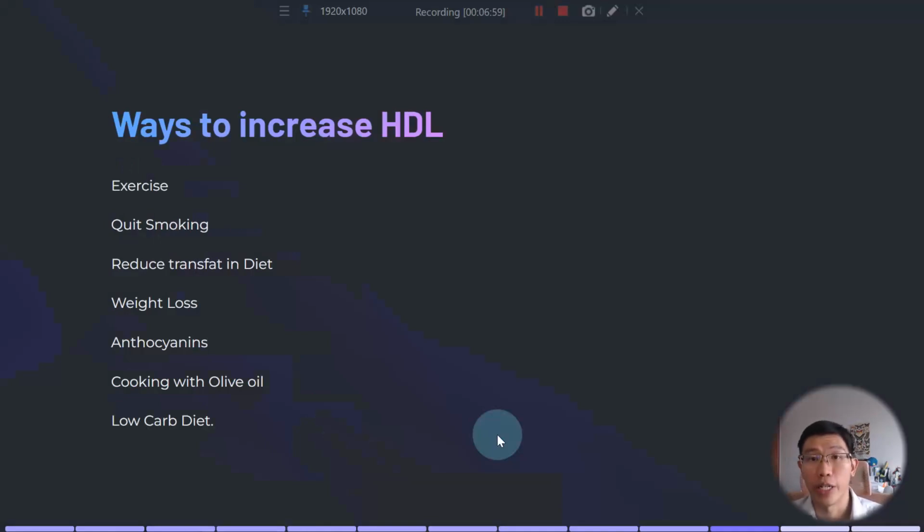We know that HDL is a good cholesterol. It brings out the cholesterol from the bloodstream to be eliminated. What can we do to increase HDL? There are a few ways to do that. One, increase our amount of exercise. Two, quit smoking. Three, reduce trans fat in our diet. Four, weight loss. Five, anthocyanins, which are naturally occurring colors in the food, such as brightly colored fruits such as bell peppers. Cooking with olive oil, and also having a low carb diet.